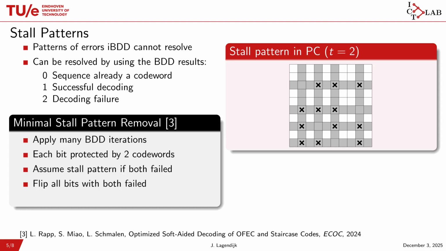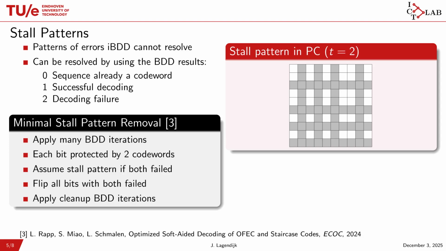So, in the top left, you'll see, we're going to flip every bit where both the row and the column are marked in gray. This is going to remove a lot of errors, add some new ones, but this is no longer a stall pattern. Each row and column has at most 1 error, so we can just do some cleanup bounded distance decoding to clean up all the errors, and we can move on.